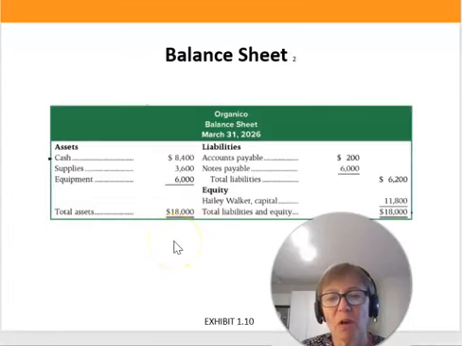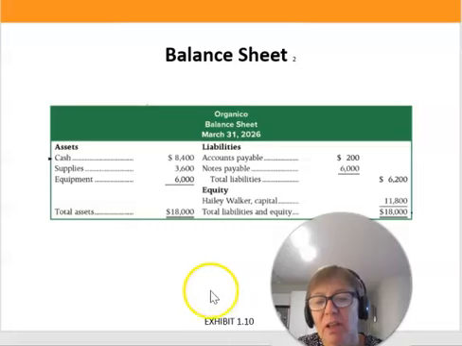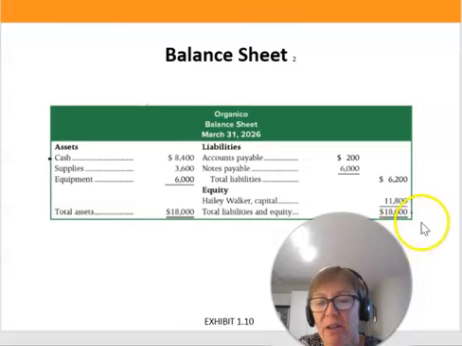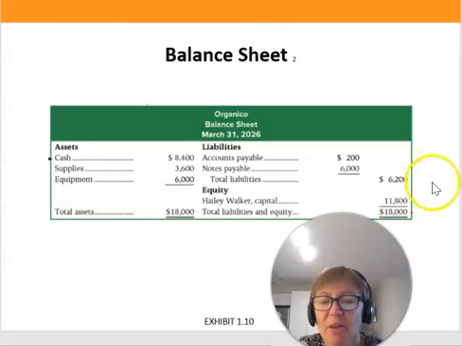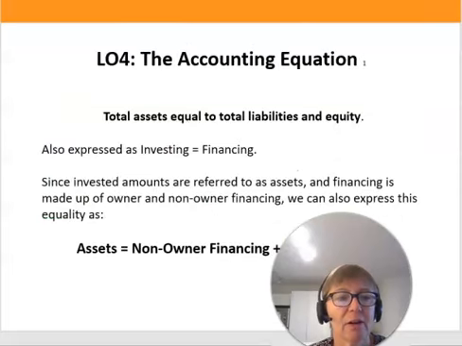Okay, so we've talked before about the balance sheet and how all of your assets added together on the left-hand side of your balance sheet equal liabilities plus equity. So here, total liabilities and equity added together. So your total liability 6,200, your total equity 11,800 equals $18,000. Okay, so that's your accounting equation. Total assets equals total liabilities plus the equity. Okay, so let's come back here.